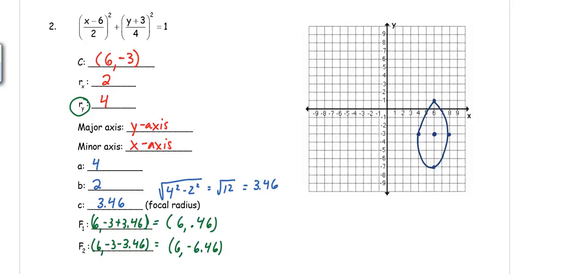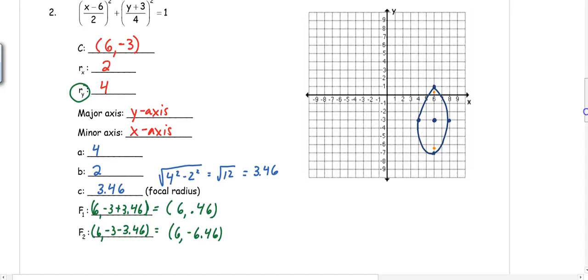The last thing I have to do when graphing my ellipse is graph my focal radii. So I have one at 6 comma 0.46. So I don't know exactly where the decimal is, so I'm just going to estimate somewhere between 0 and 1. And then for the other one, somewhere between negative 6 and negative 7, with the x coordinate being 6 for both.